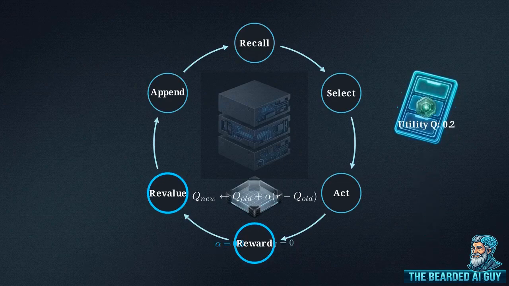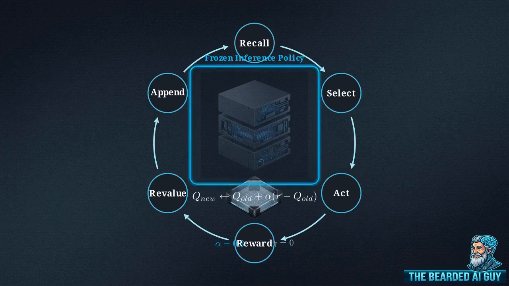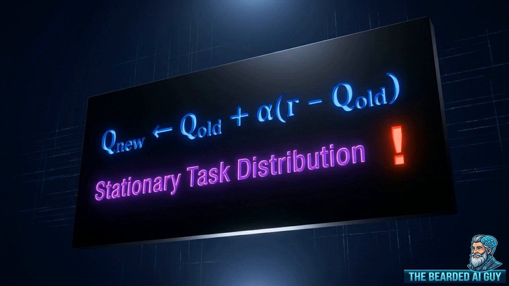The authors provide mathematical proofs that this update method maintains unbiasedness and bounded variance. But those guarantees strictly require 2 assumptions: a permanently frozen inference policy and a strictly stationary task distribution. Requiring strict task stationarity is exactly the mathematical boundary where MemRL's theoretical guarantees will break in a real-world production environment.